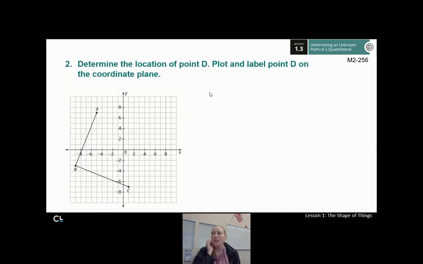So now that you've got two different ways of approaching this, go ahead and determine the location of point D. You are going to want a straight edge to help you do this. You're probably going to want to find the slope of AB and the slope of BC. That'll make things easier. And then, of course, use your straight edge to draw it out and find where they intersect. Find your point D, plot it, and label it on the coordinate plane. Go ahead and hit pause to work this out, and then hit play when you're ready to check your work.